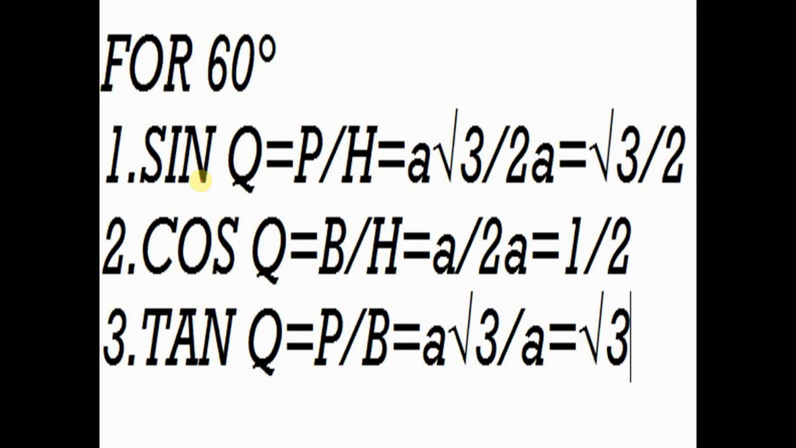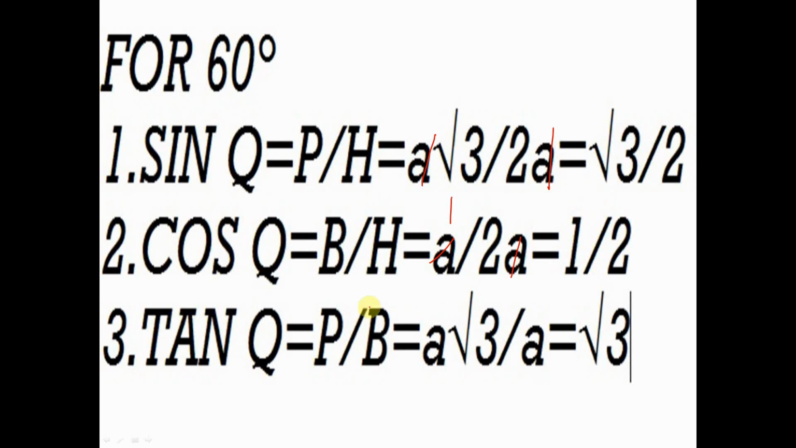For 60 degree, first formula, sin theta is equal to P by H. P value is A root 3 by 2A. Then A cancel, root 3 by 2, because root 3 and 2 is remaining. The value of sin theta for 60 degree is root 3 by 2. Then second, cos theta, B by H. B value is A, H value is 2A. A cut, remaining 1 by 2. The value of cos theta for 60 degree is 1 by 2.